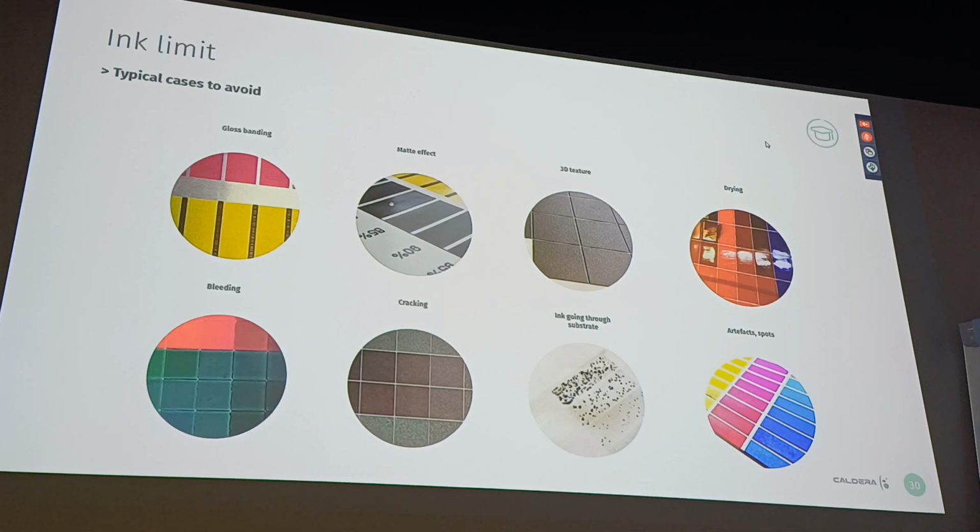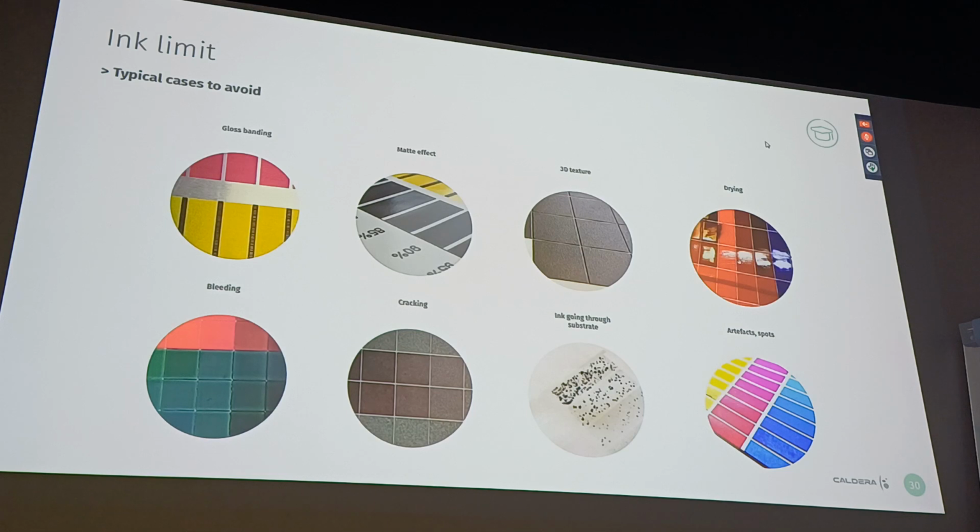Then we have matte effect. As you can see here, we have a glossy ink, no problems, but at a specific point we can see that it's going matte. That simply means that the drying is not made properly because of too much ink. You don't want to see this on the final production, so you better decrease the Pmaxes. Then we have a 3D texture, which is typical for UV printers once again.